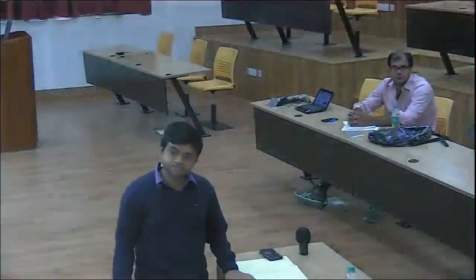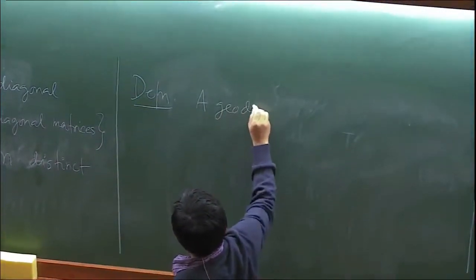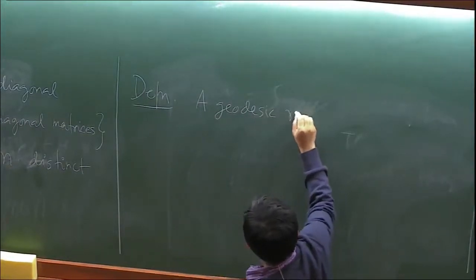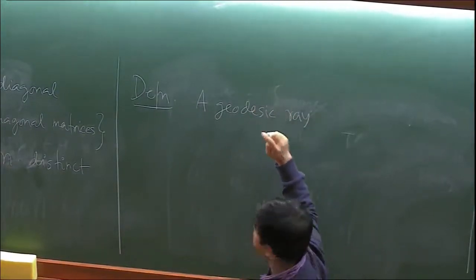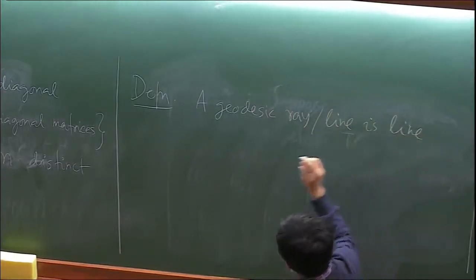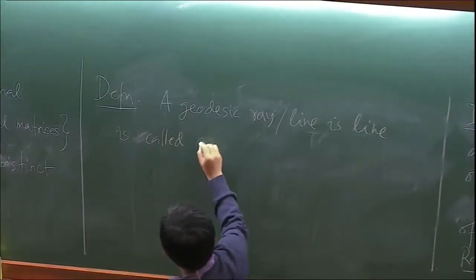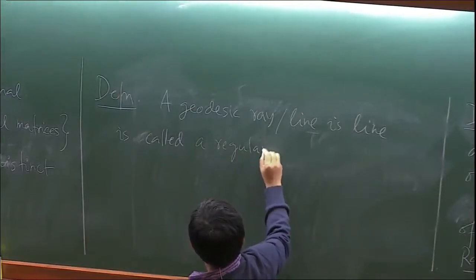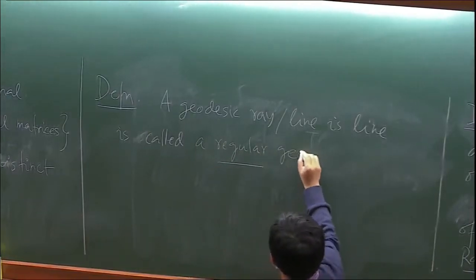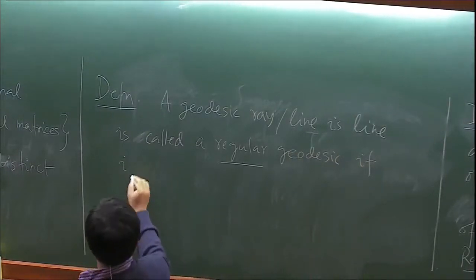So this proves number 3, and now I make a definition. A geodesic ray means a half infinite geodesic. A geodesic line is called a regular geodesic if it is contained inside a unique maximal flat.